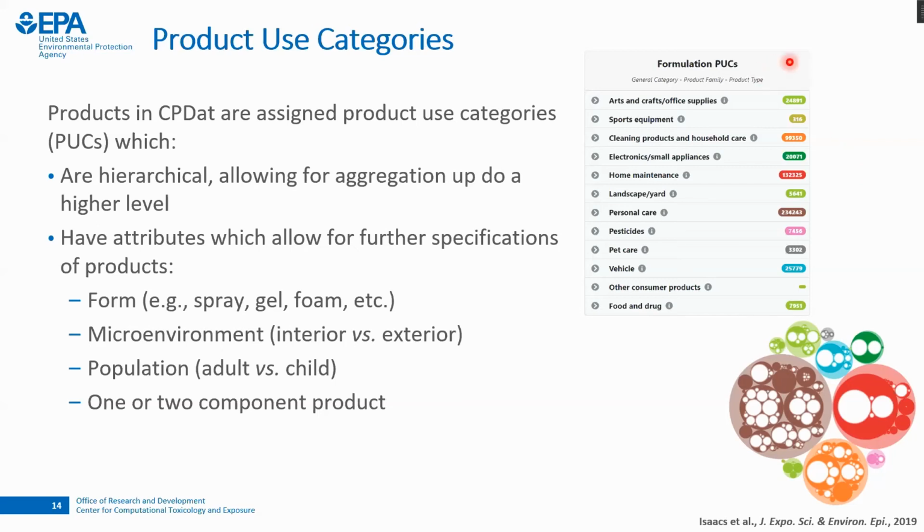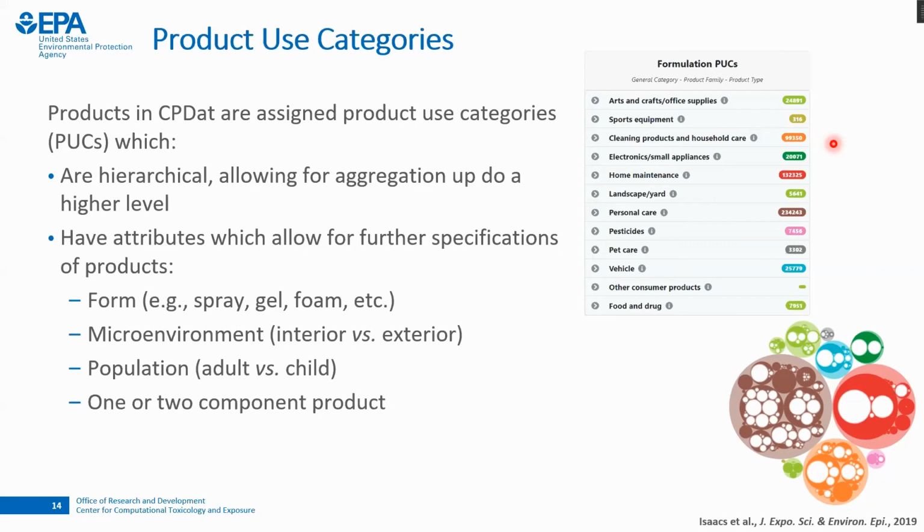These are PUCs for chemicals or for products that you consume on a regular basis and go out and buy again. We have general categories of them that you can see here, and they're color coded by the quantities currently within Factotum below. So you have things like cleaning products and household care. And you can have things like landscape and yard, you can have things like pesticides, all these sorts of things for formulation PUCs.